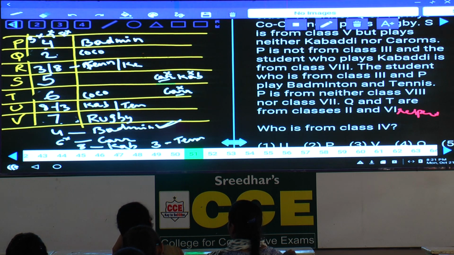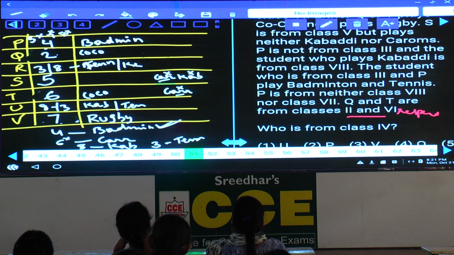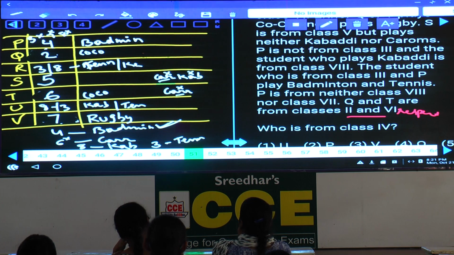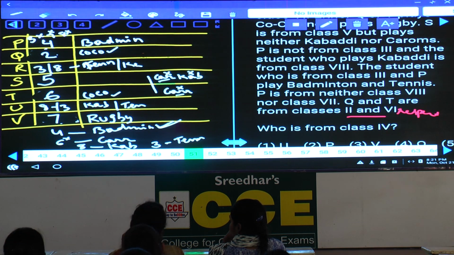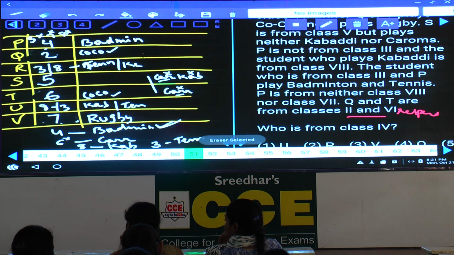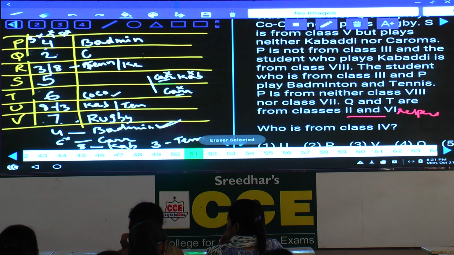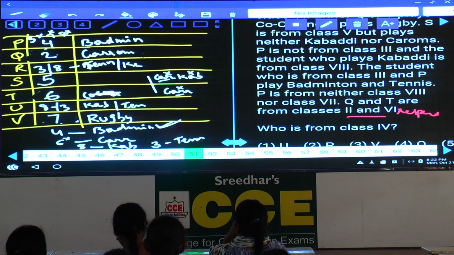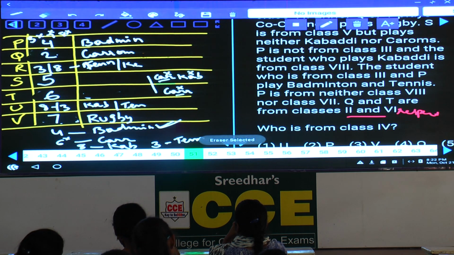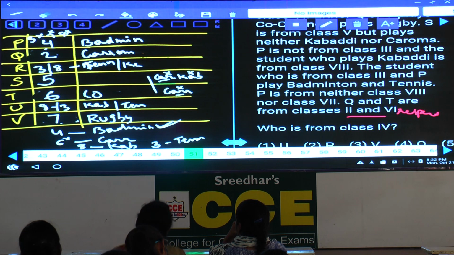Next one, tell me more information. Now Q, R, T: 2 and 6. Any information regarding these two? Either Q or T plays Kho-Kho, meaning only one of these two plays Kho-Kho. Now if you observe here, caroms cannot be played by these two persons, and what is the only thing left over? This Q must play caroms. If this Q plays caroms here, then this Q cannot play Kho-Kho, and this T must play Kho-Kho.